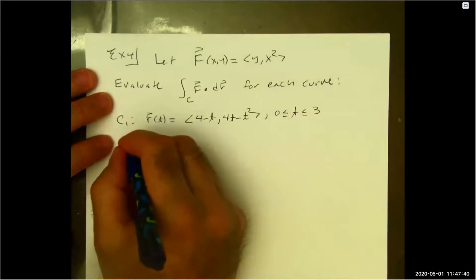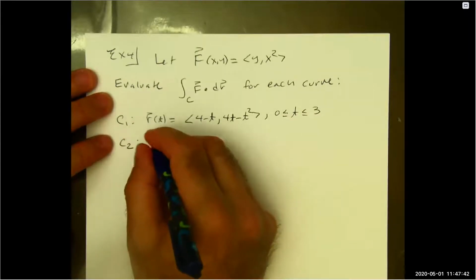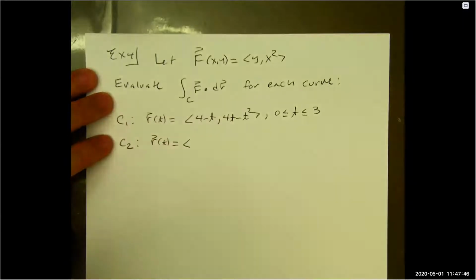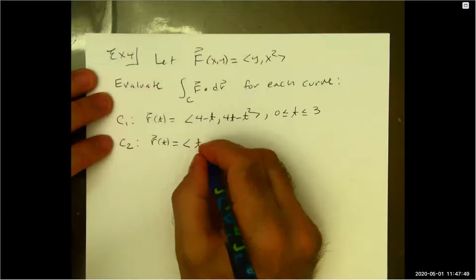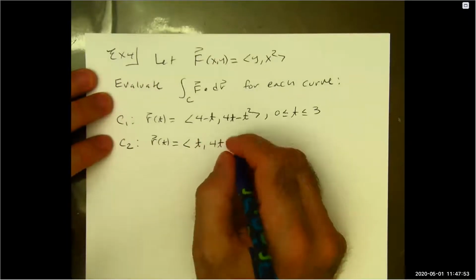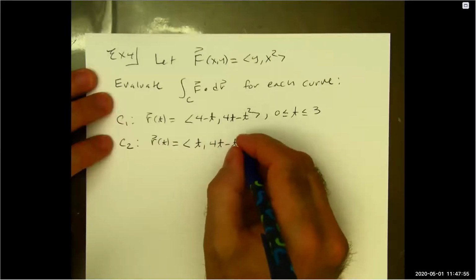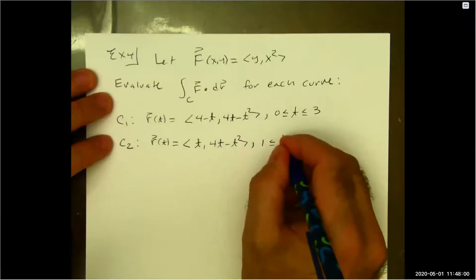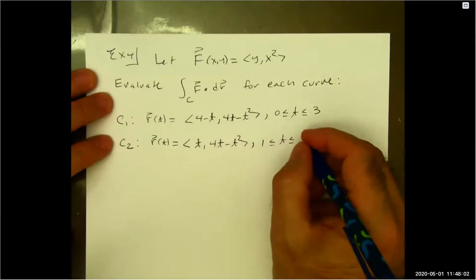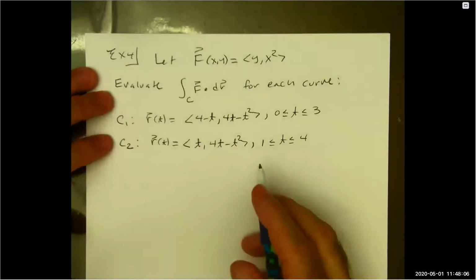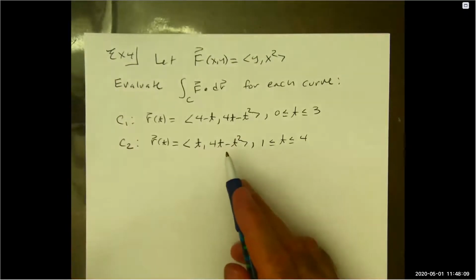And then we're going to have C2. R of t is going to be t, and then we'll have 4t minus t squared, with 1 is less than or equal to t is less than or equal to 4. So in this case, both of these are really talking about the same parabola.